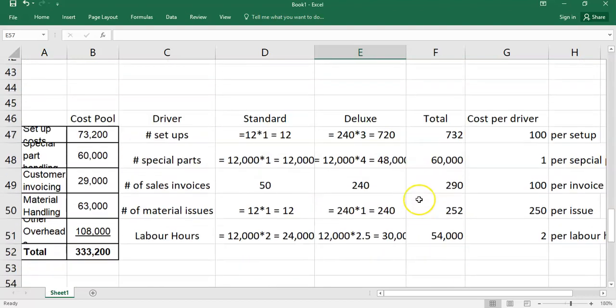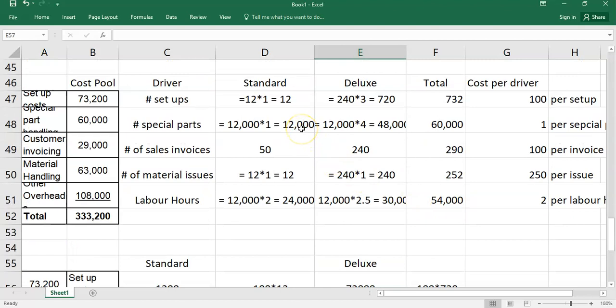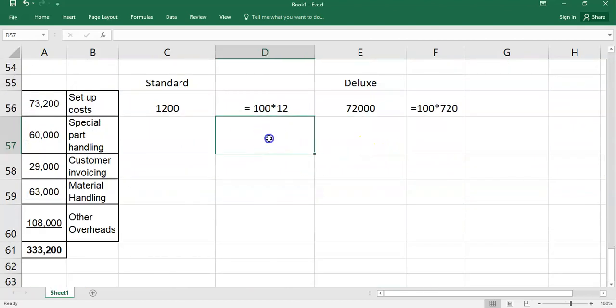Special parts, it's 1 euro per special part. They get 12,000. Deluxe get 48. So this is 1 times 12,000.